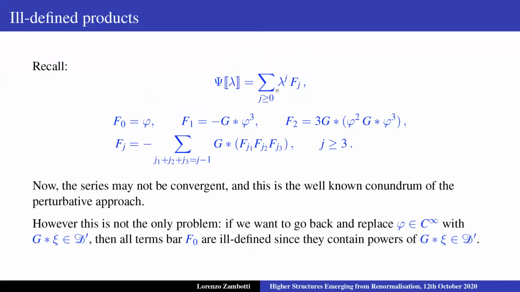Now the problem is that first the series may not be convergent. This is well known in this perturbative approach, but this is not the only problem. If I want to replace again phi with G convolution xi, which is a distribution, then F0 is well defined, but all other terms contain powers of this distribution. So again, I am stuck. I don't know how to define properly these functionals.